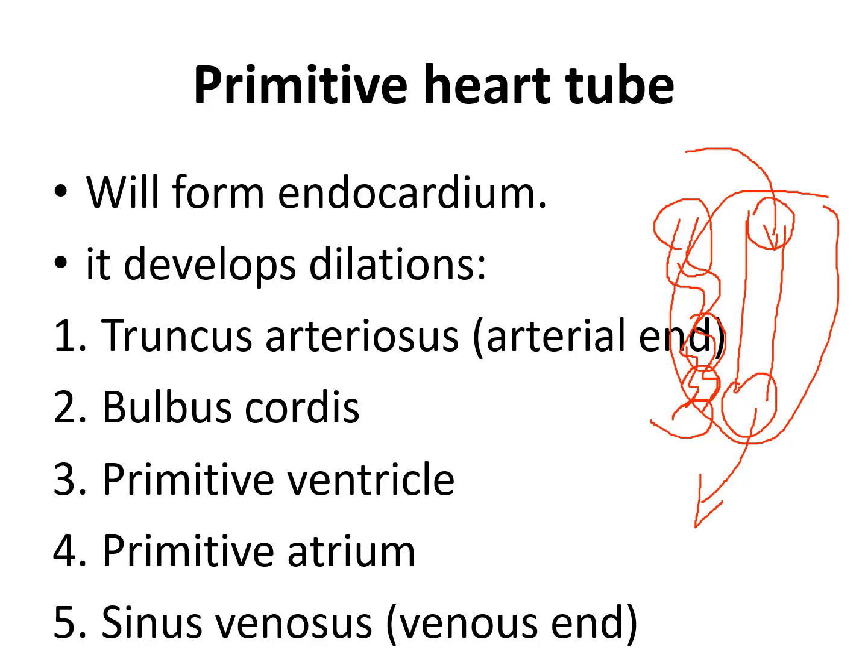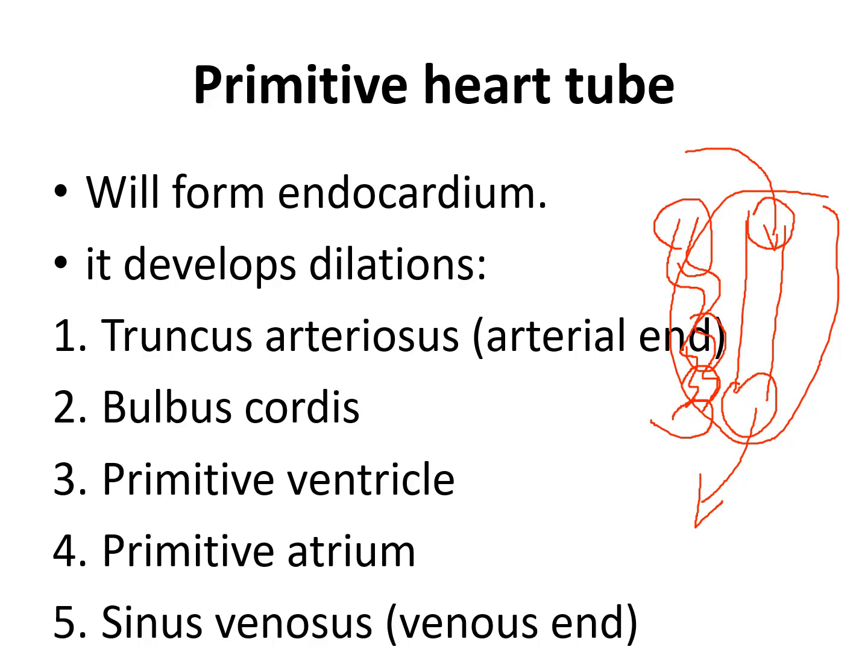We can start from this sinus venosus, then the blood will go to the atria, to the ventricle, to the bulbus cordis, and to the truncus arteriosus. So we have a tube with arterial end, venous end, with primitive atria and ventricle, and definitely this will give the outcome of the heart, which are the aorta and the pulmonary, as we will see in the next parts. Okay, I hope this is clear.